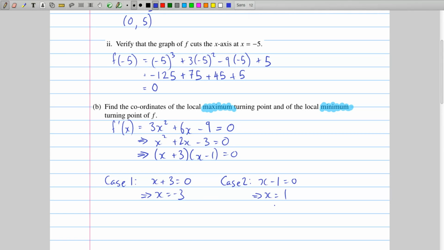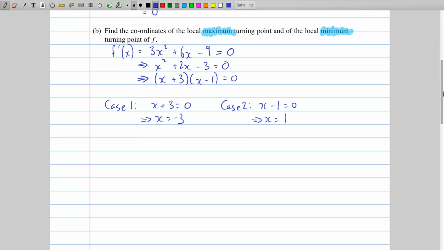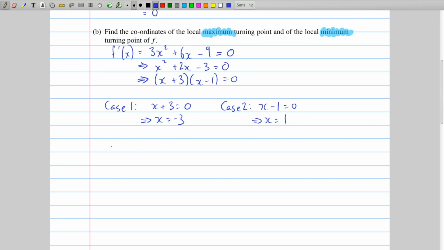Now, those are the x-coordinates of the maximum and the minimum. We don't necessarily know which is a maximum and which is a minimum yet, but we can work it out based on the final heights of these points, which we have to get anyway because we need the total coordinates. We're not just asked about the x-coordinates here. So we need to work out what is f of minus 3, and what is f of 1.